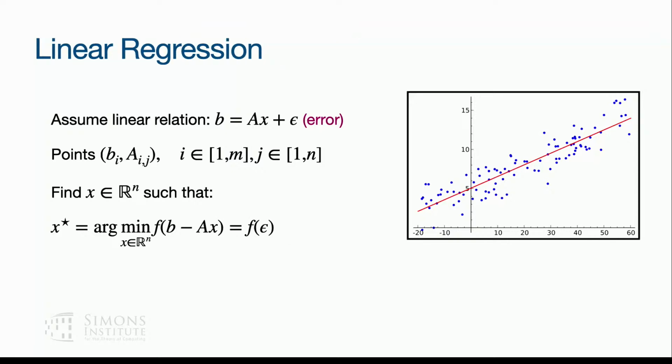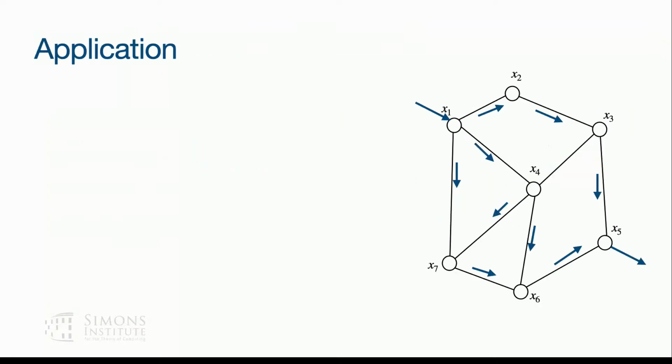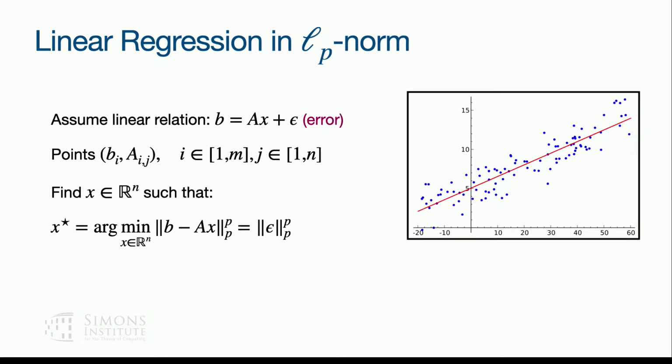But in some applications, you might actually want to think of, instead of minimizing the Euclidean norm, some other function of the error that you want to minimize. And let's look at some. So one example is that, instead of looking at the Euclidean norm, let's minimize the LP norm of the error.